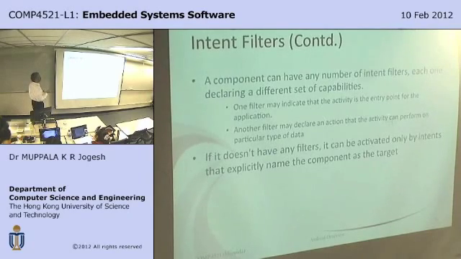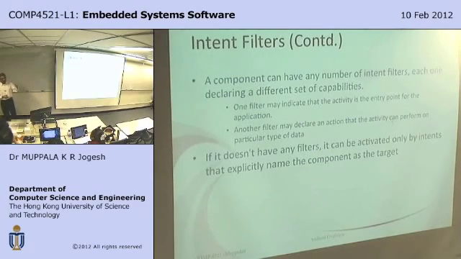And for example, another filter may declare an action that the activity can perform on a particular type of data. For example, if your component is something that can handle opening of a web page, then you declare that this activity can handle the opening of a web page in case the Android system requests it. So, for example, different browsers that you install within your system, each one of those browsers in their manifest file would have declared a particular component there, which should be an activity, saying, in case the user requests that a web page be opened, this is my activity, and you can start it up if required. That should be declared in the manifest file.